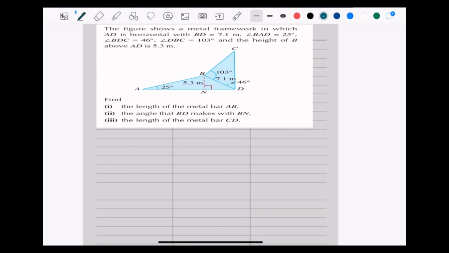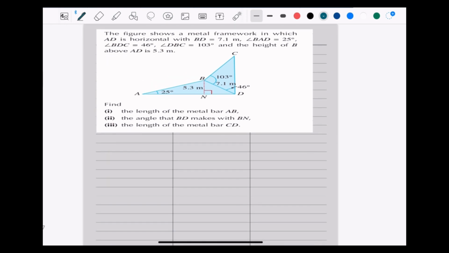Now let's look at this question. It's a metal framework in which AD is a horizontal straight line, and you're to find out the length of the metal bar AB. So this is what you're to find.